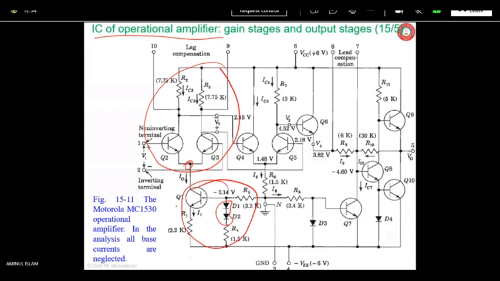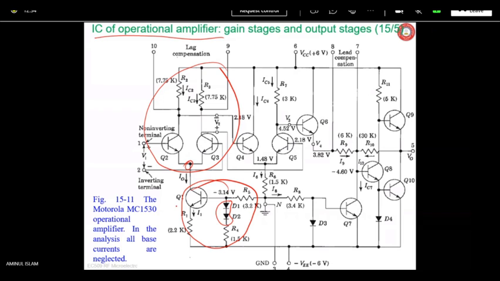Now DC analysis. DC analysis is done mainly for finding out the DC current or DC voltage at different terminals. So we'll analyze and see at which node what the DC voltage is. It is necessary to know the DC currents and voltages of the circuit to obtain the open loop gain and the differential input resistance, and to understand the operation of the level translator output stage.